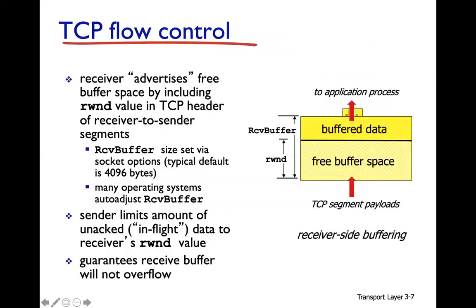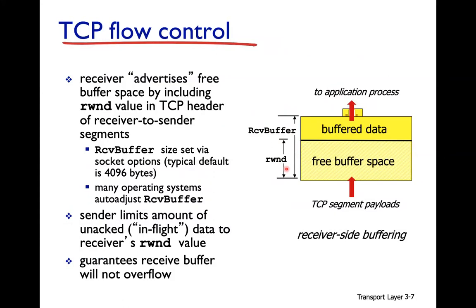RWND. So this part has already been used. The receive buffer is the whole thing, and then the buffered data is the place you have already used. And then RWND is the receive window. This is the actual size you can receive as data. Usually your buffer size will be 4 kilobytes, meaning 4096 bytes by default. And this is the buffer size.